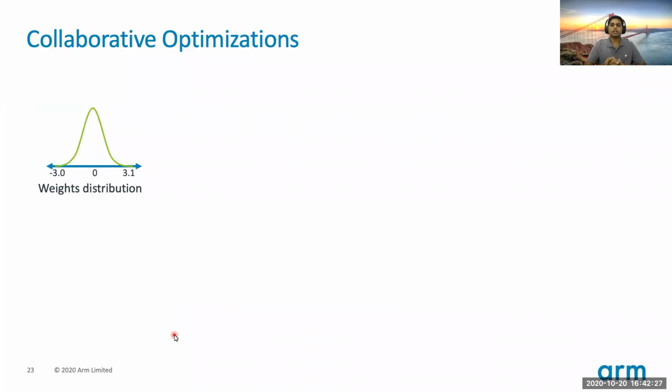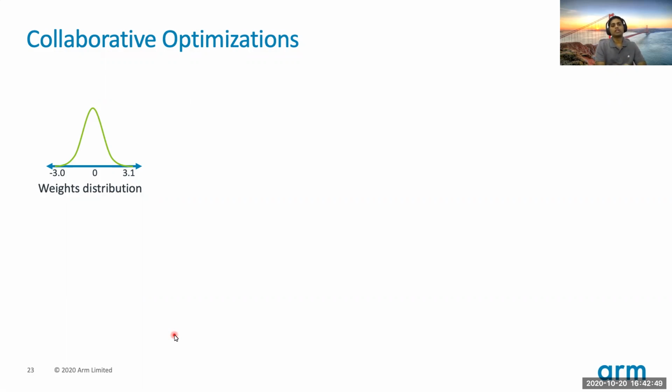So here I'll try to graphically explain what the collaborative optimizations mean. Collaborative optimizations mean when we do pruning, clustering, and quantization together, and I'll show how they collaboratively work to improve the model compression.